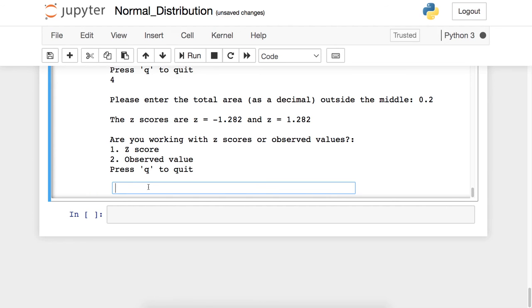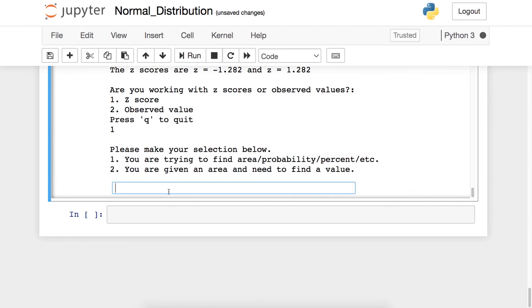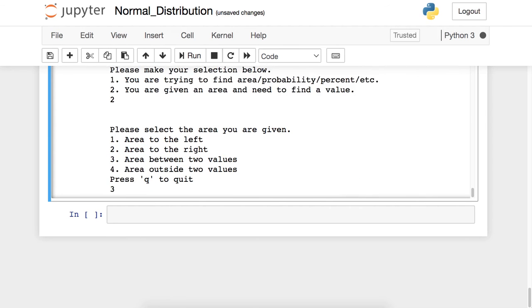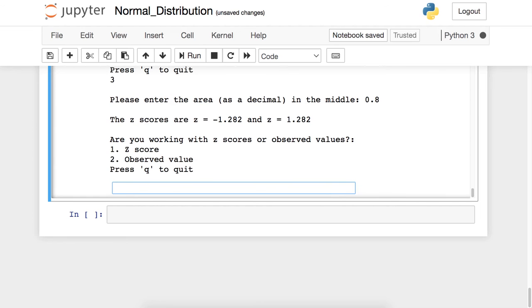I'm just going to, because I don't want to scroll through it, do it again. This time we look at the area between the two values, the 80% that's in the middle. We should get the same answer. And yeah, there they are, negative and positive 1.282.